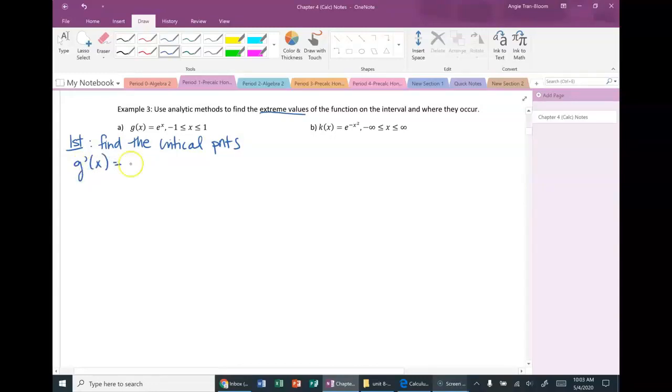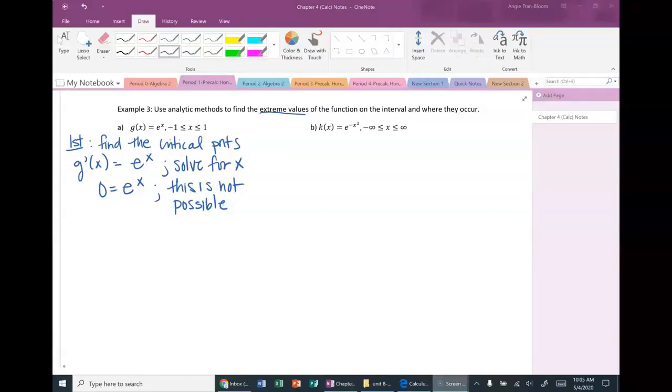The derivative of e to the x is e to the x. You want to solve for x because the critical point again is where it equals 0 or where it doesn't exist. So when the derivative equals 0, we want to solve for x. Well, obviously it's an exponential function, and an exponential function is never going to be 0. So this is not possible.